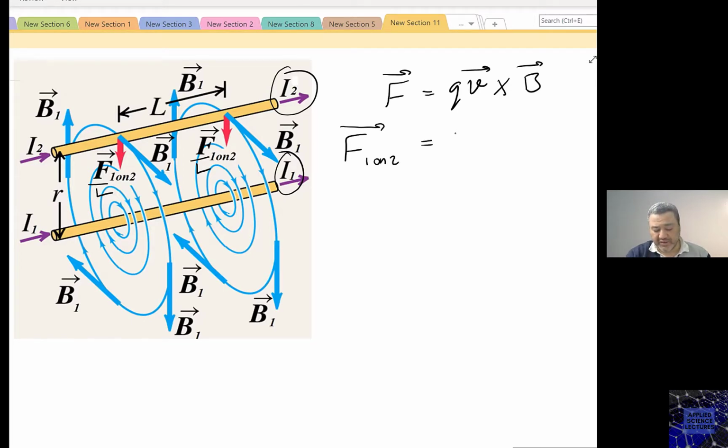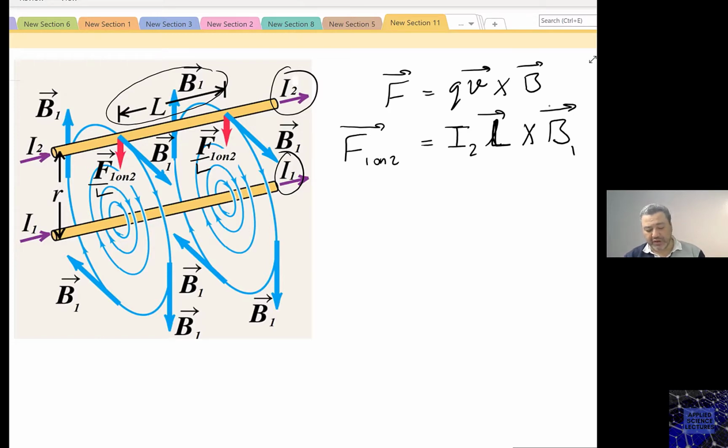and now it's not one single charge, it is a current. This is the current I2, times L, which is basically here. This L is the length that I would like to evaluate the force on. So in this case, cross B1, which is the one that is inducing the magnetic field.